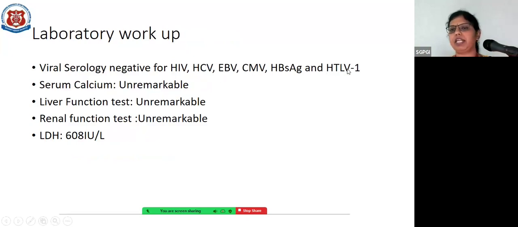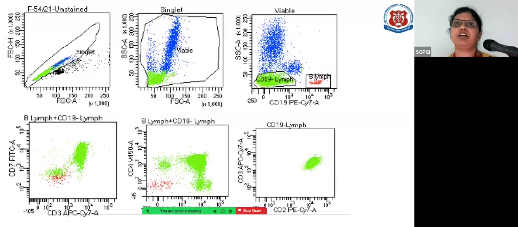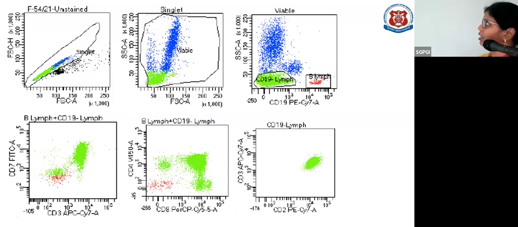All the viral markers were negative, including HTLV1. Then the serum calcium, liver function, renal function were unremarkable. The LDH was raised. So the next step was again to go for immunophenotyping to confirm the diagnosis. So here you can see that in this plot, your CD19 positive cells gated here are relatively normal in amount, and the major chunk is CD19 negative. So our initial differentials of CLL, CLL variant, PLL, marginal zone were out on this plot.